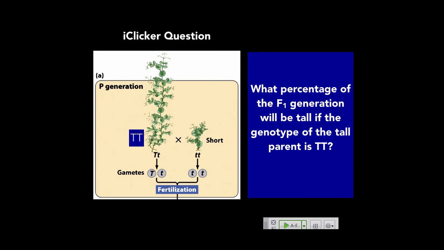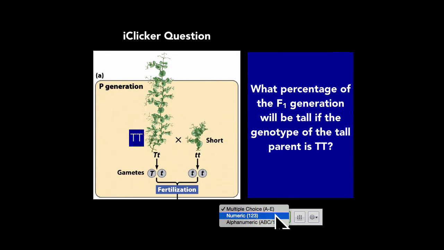All right, so let's do this as a clicker question. What happens if this tall plant was actually a homozygous dominant? What percentage of that F1 are going to be tall if the plant is homozygous dominant? Okay, now we're going to do numbers. You want a percentage? You can do it either way, as a percentage or as fractions. Well, I guess on this one, you better do it as a percentage. If I do the alphanumeric, then you can do fractions. This one, you can do as a percentage. We're still on the learning curve for what we can do with these things.